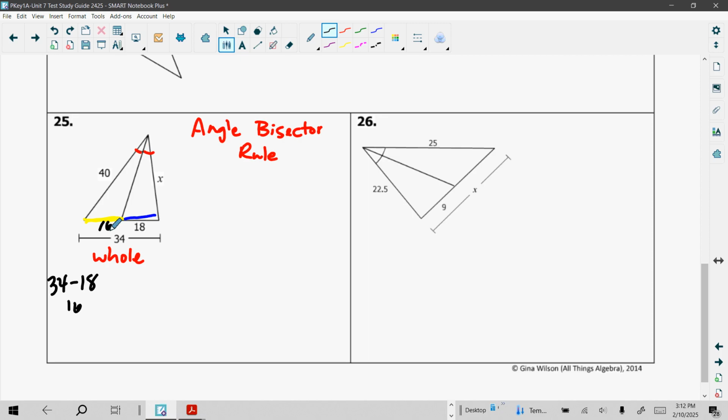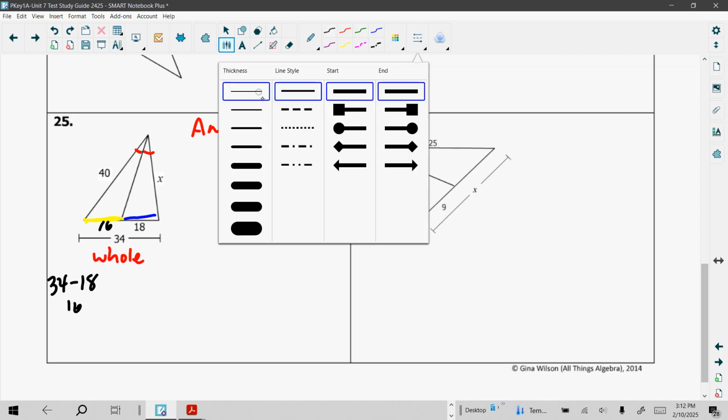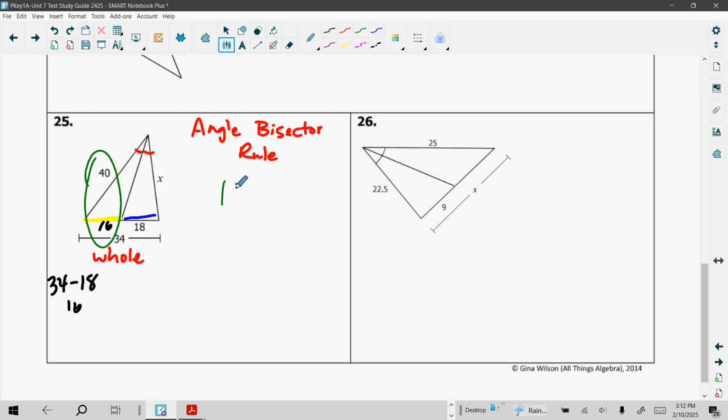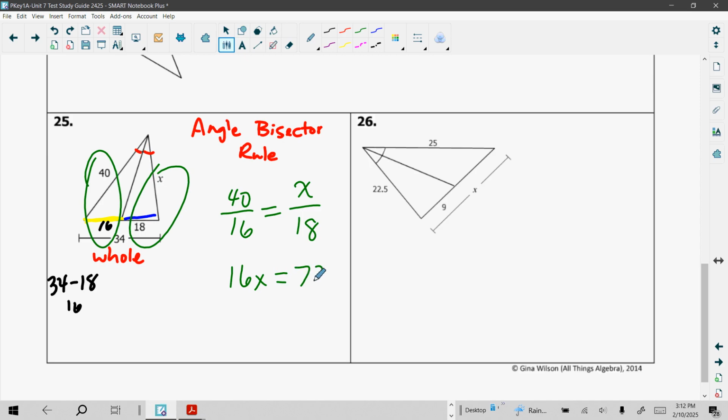So I can have this. And then to me, the easier way of setting up is, an angle bisector bisects into two triangles here, two congruent angles. I can keep the left side together, which is 40 over 16. Keep the right side together, x over 18. And then we're just cross multiplying, so my 16x equals 720, x would be 45. Okay, so that takes care of that topic.